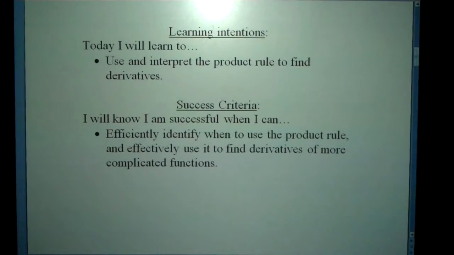Alright, today we're going to talk about something called the product rule. This is when we have more complicated problems where we're multiplying. We can use the product rule to make life a little bit easier.